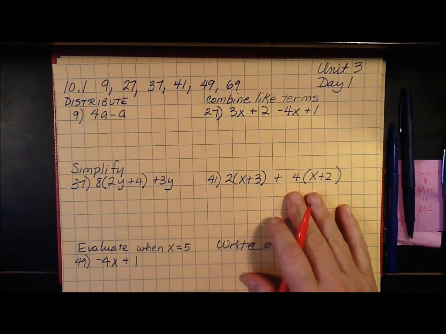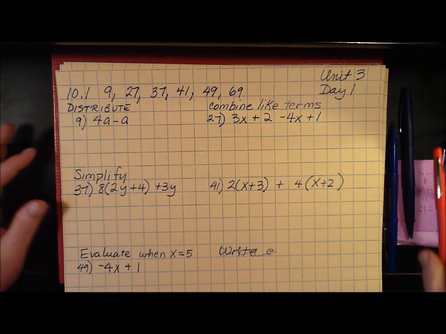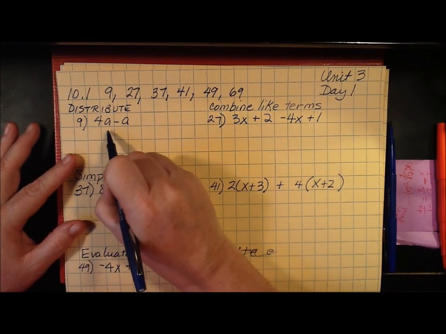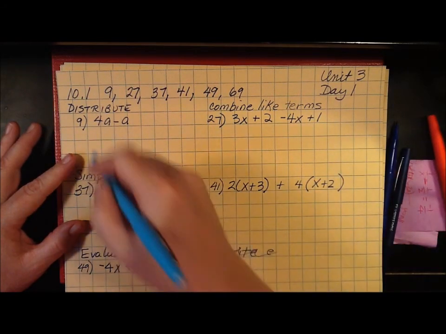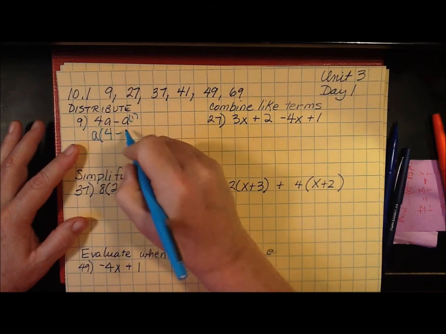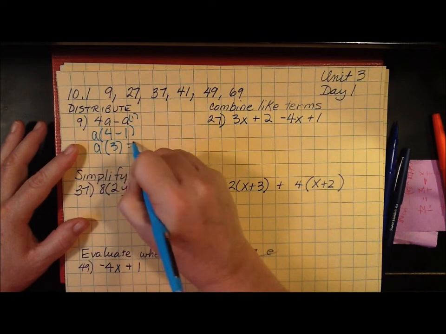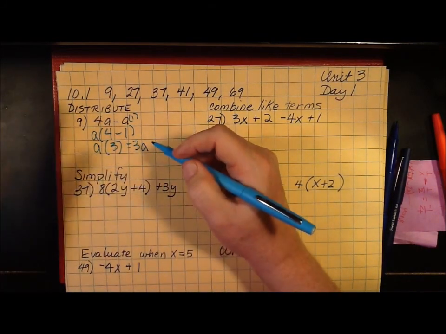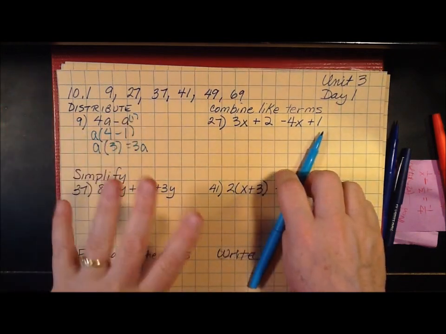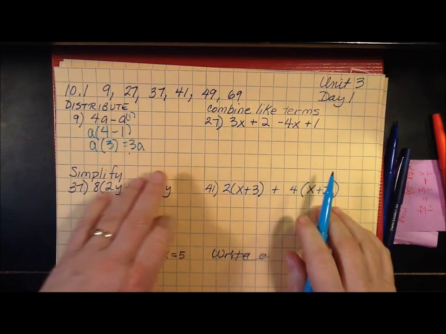So here we're going to continue with what we were doing. Number 9, they want you to continue to distribute. I can do this. They both have A in common. So A out here times 4 minus, don't forget the shadow 1, 1. That's A times 3, or 3A. And again, I can look at this and use logic and say if I have 4 A's and I take away 1 A, I will have 3 A's.